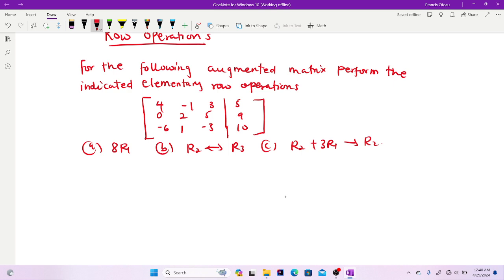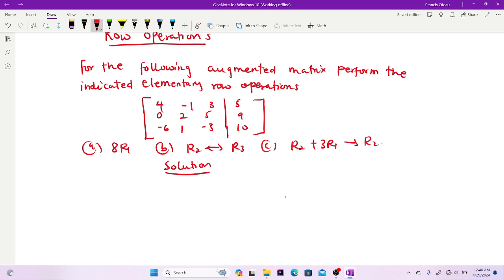So let's take the first one. How do we solve this problem? When you say row operations, it's simply manipulating what? The rows. So it's mainly addition, subtraction, you get it? You're manipulating the rows of a matrix.